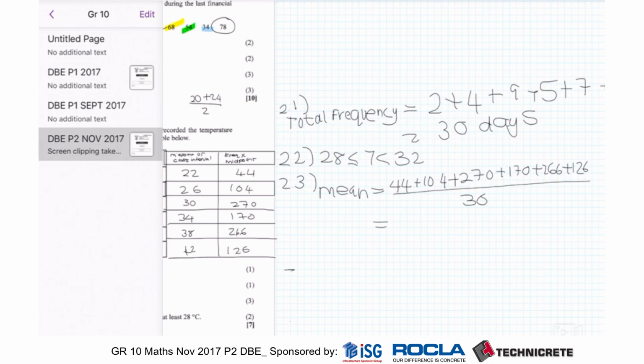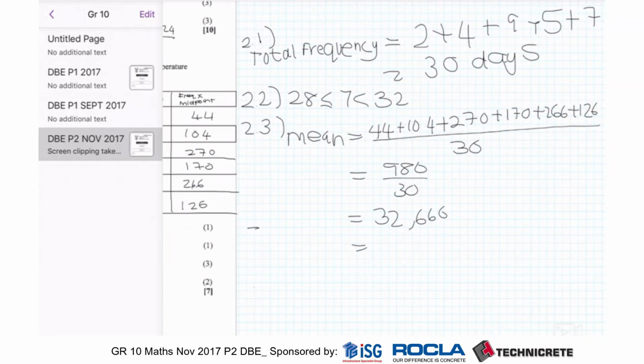And you should get 980 over 30, which is equal to 32.666. And our original instruction said round off to 2 decimal places. So 32.67 degrees Celsius.